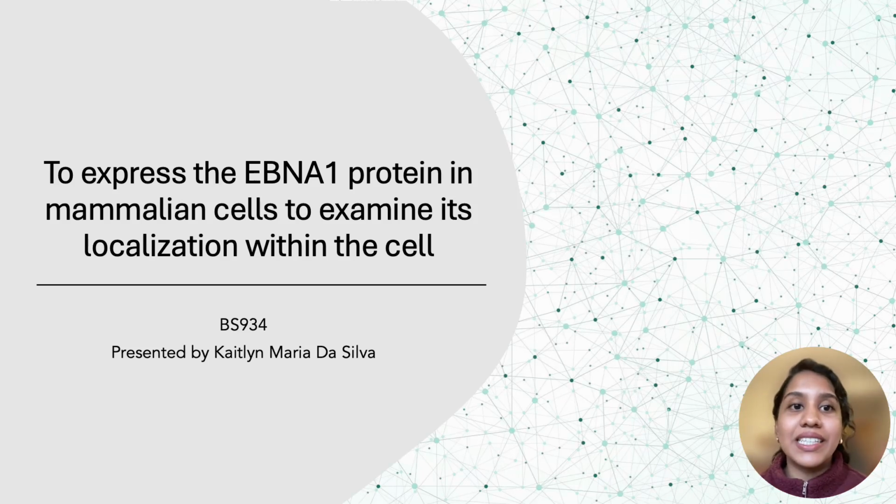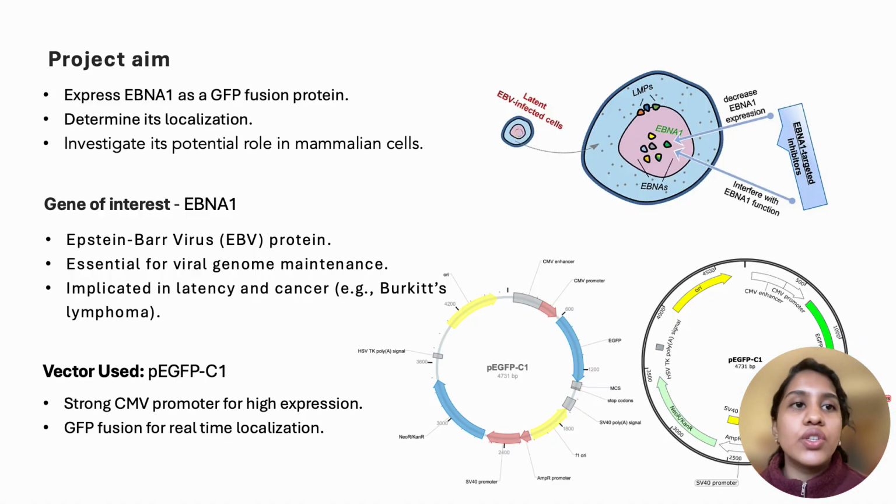Hi, my name is kd24388 and my assignment topic is on the expression of EBNA1 protein in mammalian cells to examine its localization within the cell. So my project aim is basically the gene of interest that I've chosen. We're going to express it as a GFP fusion protein, and then we're going to determine its localization.